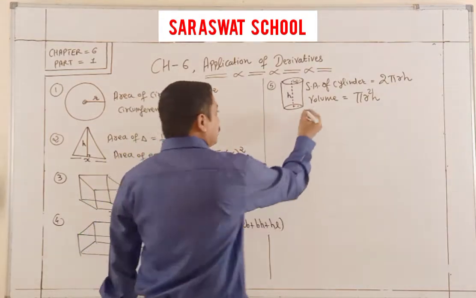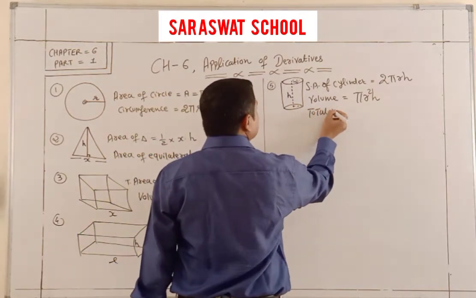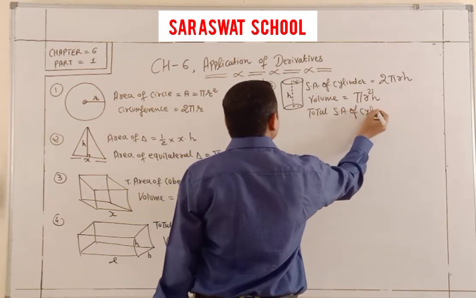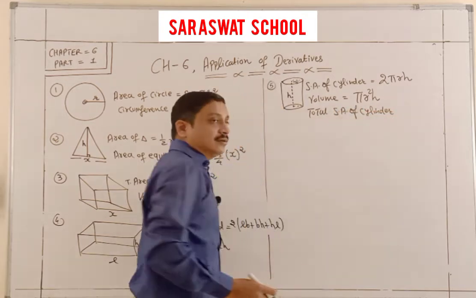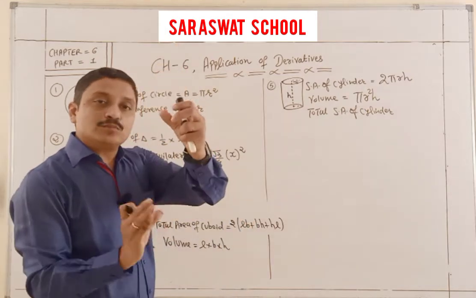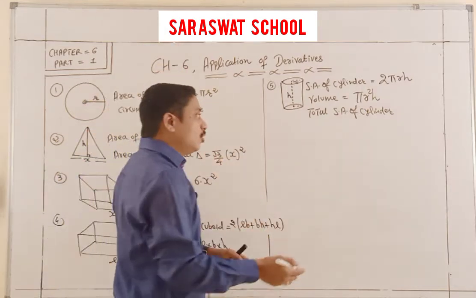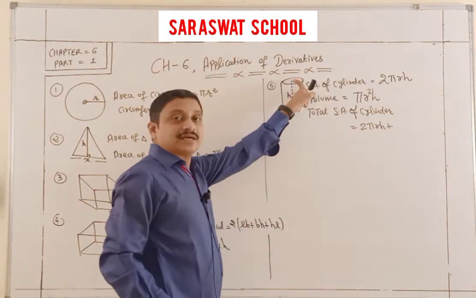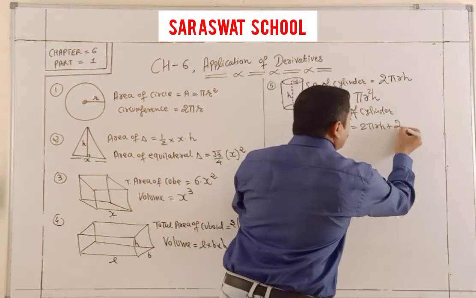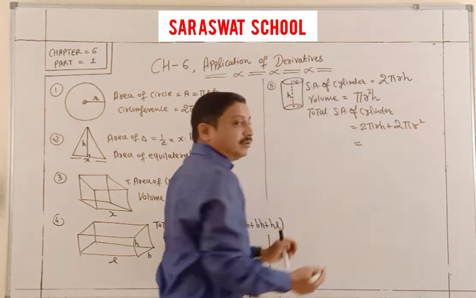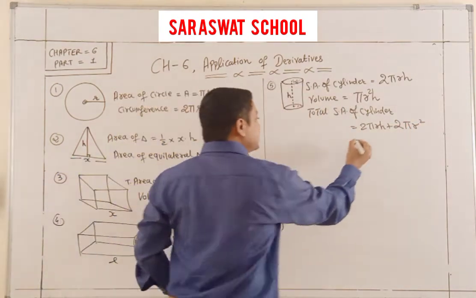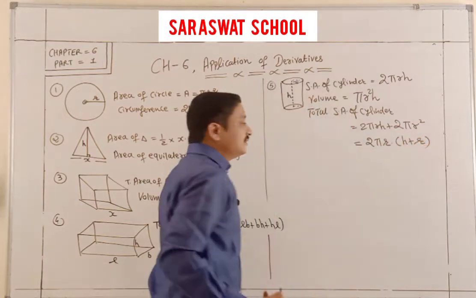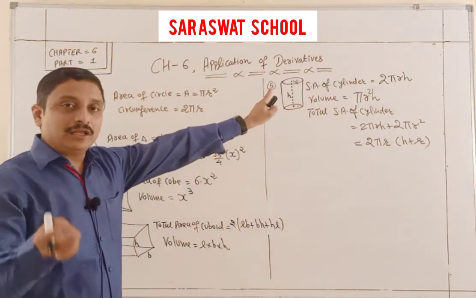And one more, the total surface area of the cylinder. Total means upper circle, bottom circle, and lateral surface, all added. 2 pi r h plus the upper and bottom circles, 2 times the circular area, means 2 pi r square, and taking 2 pi r common, it is 2 pi r times h plus r. That is the cylinder, only 3 formulas.